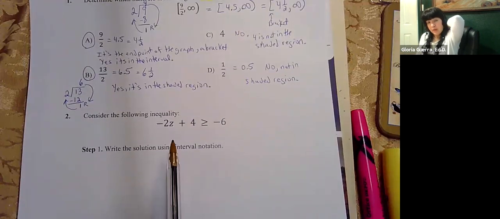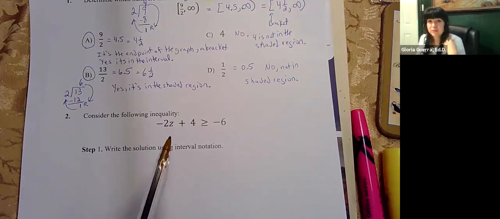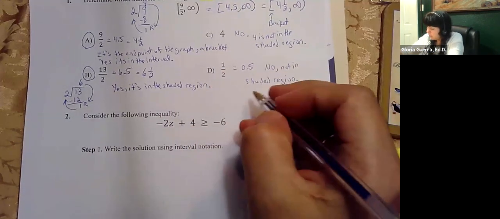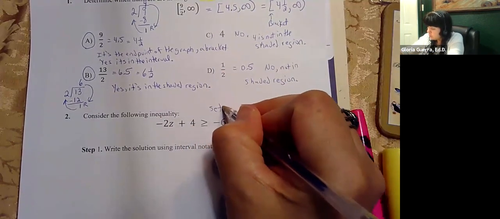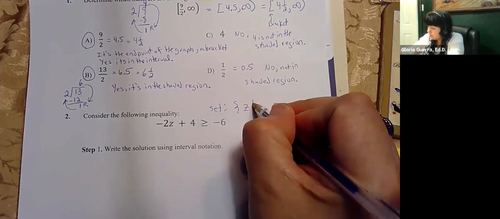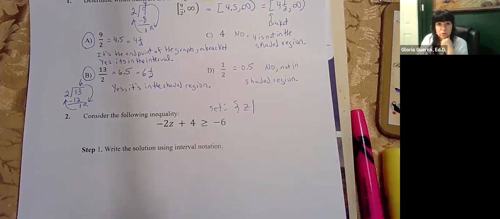And this one has Z's. You know how a while ago we had a whole bunch of X's? Well, this one's got a Z. So when you get ready to make your set notation, curly braces, you want to have Z such that, and then you put your solution, which we have to solve. We're going to solve that right now. It says write the solution using interval notation.